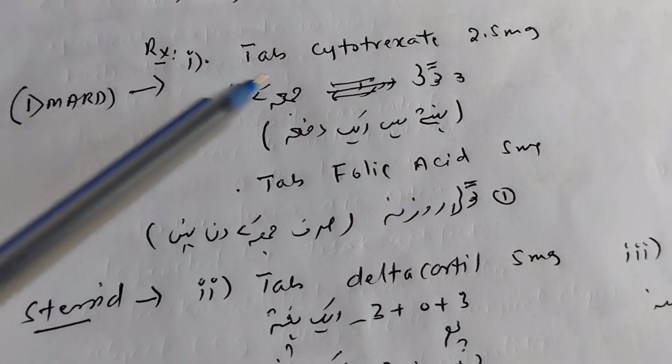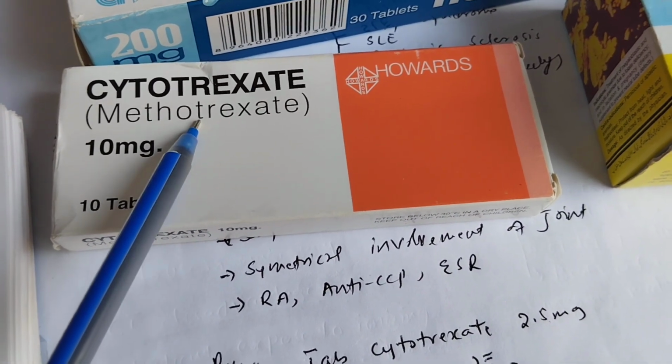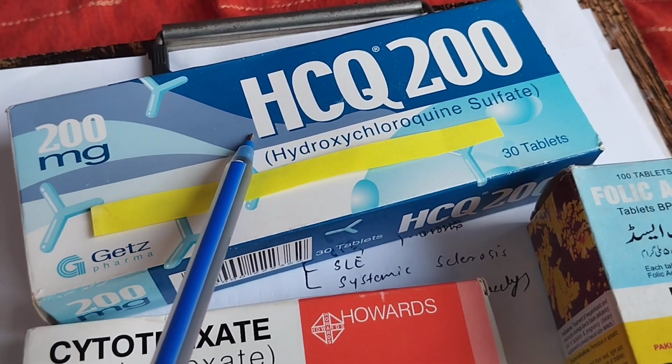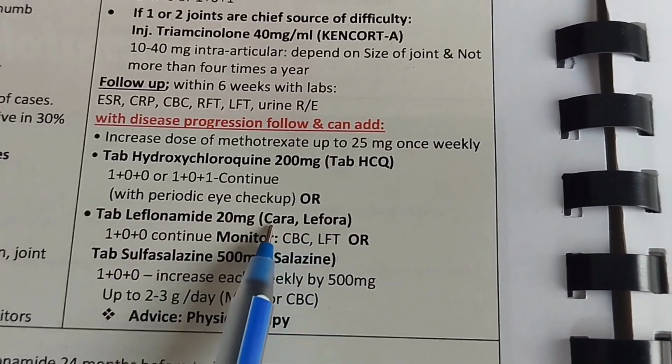Okay. So when we give the DMARD drug, we will start from a low dose of methotrexate, and then if the disease progresses we can increase the dose, and then we can also add hydroxychloroquine, or we can also add leflunomide, which comes under the brand name Cara Lefora 20 mg OD.